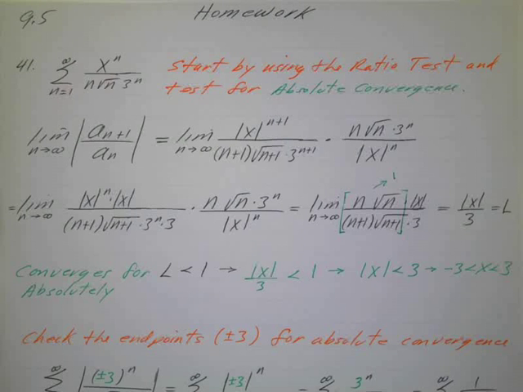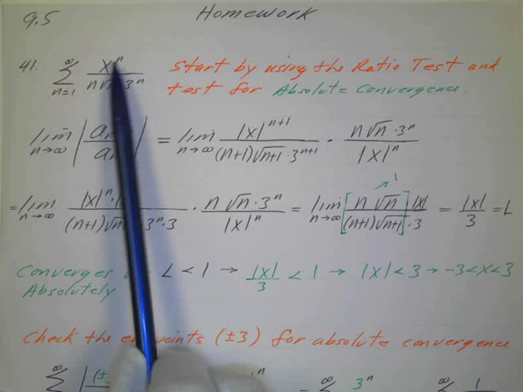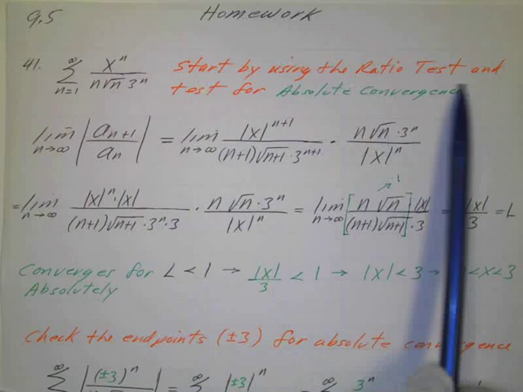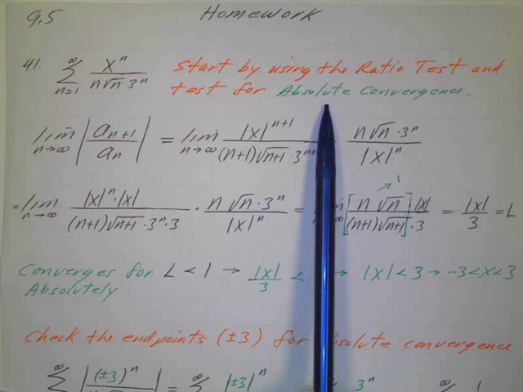Okay, some more problems on 9.5. This is number 41. And this is our series, n equals 1 to infinity, the summation of x to the n over n times the square root of n, 3 to the n. We're going to start by using the ratio test and testing for absolute convergence.